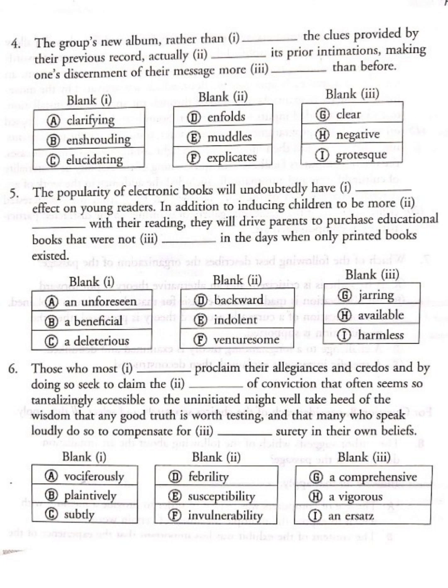Okay. Those who most, I think the first one is, please pause. First one is alpha. Vociferously. Seek to claim the invulnerability. Okay, they think that their conviction is perfect.